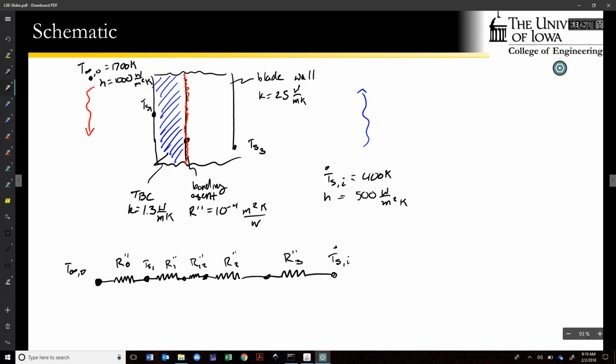In each of these cases, we don't have any information about the area of the blade. We haven't been given A, which is the reason that we're using the heat flux resistance. So we're talking about watts per meter squared remaining constant as we travel through, rather than watts itself.